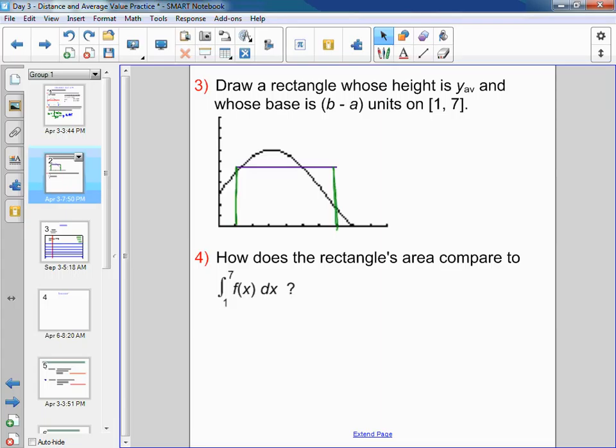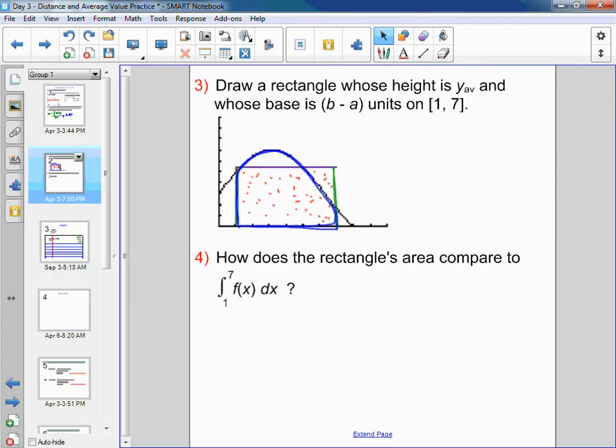Here we've got the integral of my function from 1 to 7, which would be this irregular shaped region. We've got that irregular shaped region, and we've got the area of the rectangle. The area of the rectangle is going to be exactly equal to the irregular shaped blue outline region. That is the exact area between the curve and the x-axis over the interval.